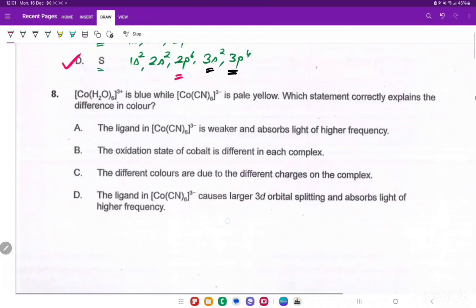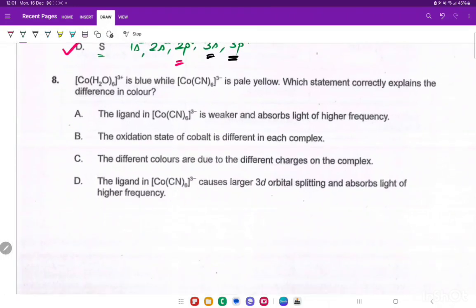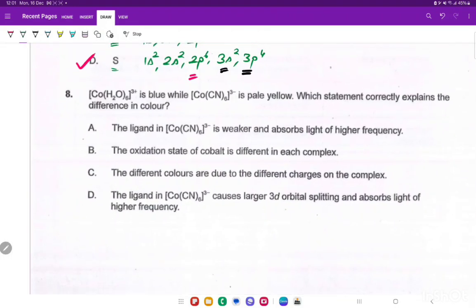Okay. Now the 8th question. Question 8 says hexaaquacobalt(III). Hexa aqua. Aqua is for water. Cobalt 3, and this is an ion. This is the name of this compound. It is blue in color. Hexa is for 6. Whereas hexacyanocobaltate is pale yellow in color. The name is not in the course.